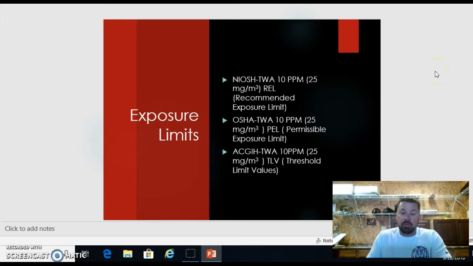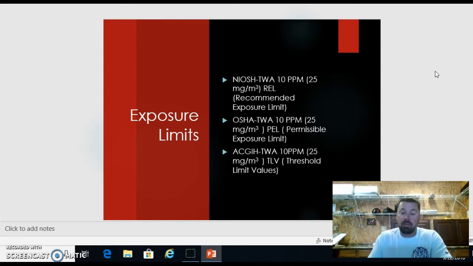The exposure limits, there's three governing type agencies. Of course, we all know what OSHA is. Well, they also have NIOSH, which is your recommended exposure limit. It's a recommendation, it's not law, but they follow along with OSHA. OSHA recommends the same limit, 10 parts per million, as NIOSH. OSHA has the PEL, the permissible exposure limit. And you have ACGIH, which is also 10 parts per million, and that is your threshold limit values.